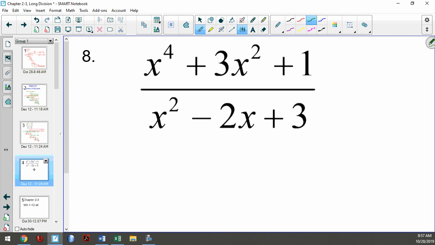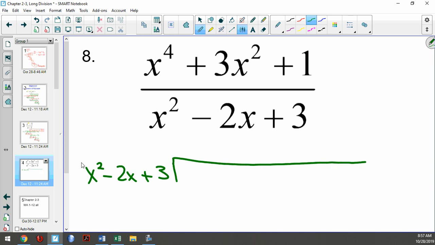This is one of your homework problems for tonight for homework. You ready? Okay, I'm going to put my divisor on the outside. X squared minus 2x plus 3.